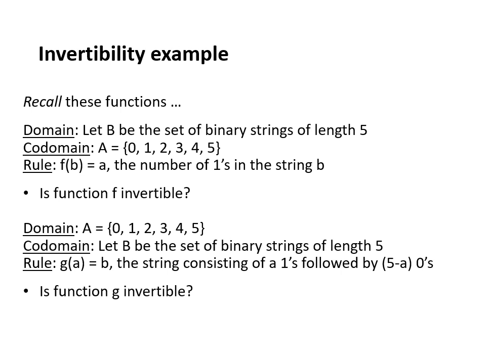So let's look at the two examples. Recall these two functions. Let B be the set of binary strings of length 5, and the codomain is the set A of numbers 0, 1, 2, 3, 4, 5. The rule is that f of b is equal to a, the number of ones in the string b. So f looks at b, counts the number of ones, and maps that to a. So is this function invertible?